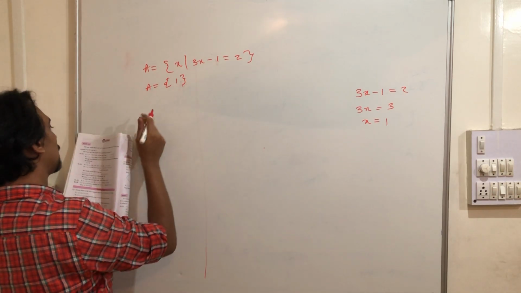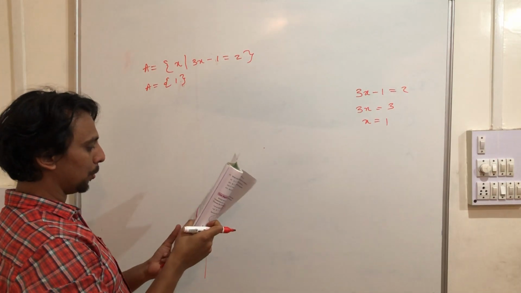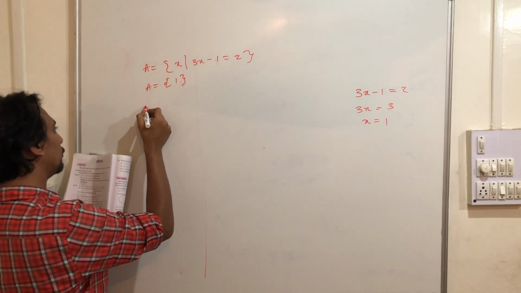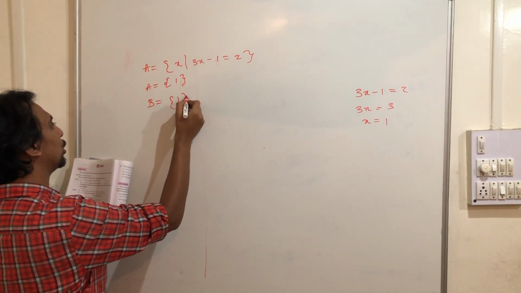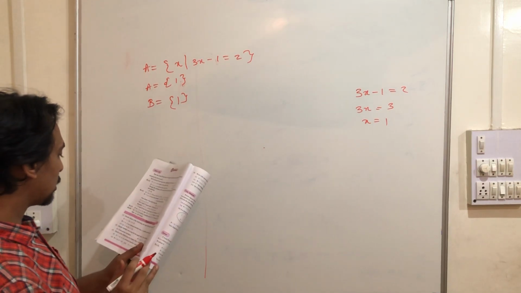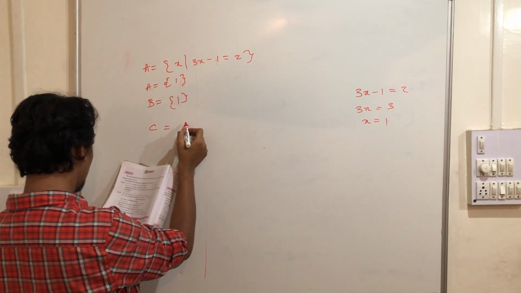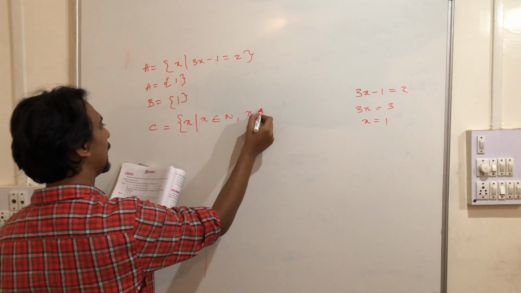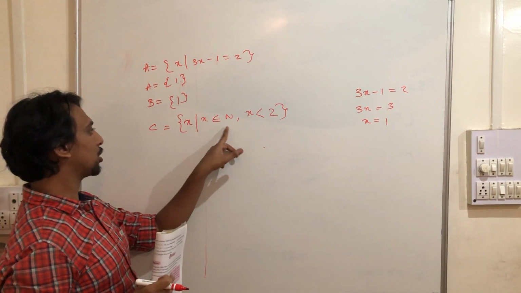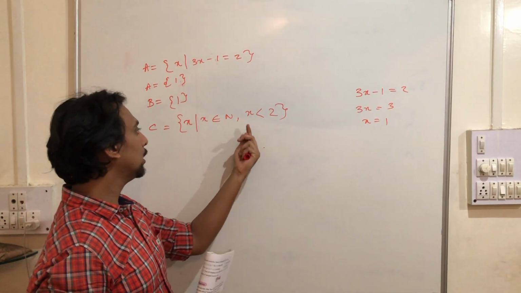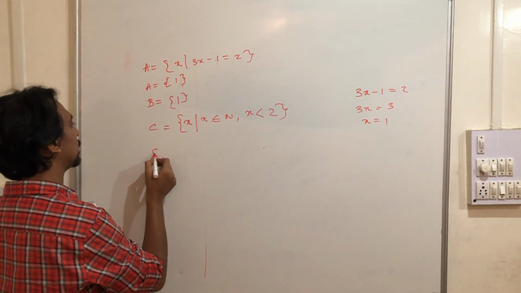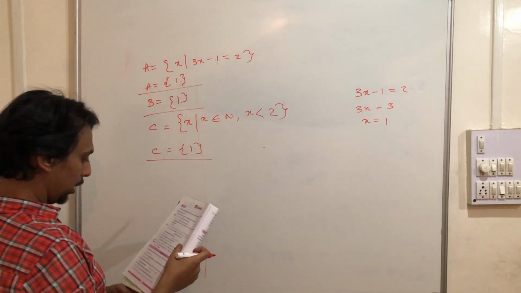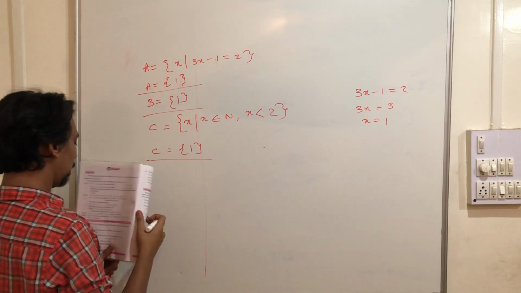Okay? Now B, x is a natural number but x is neither prime nor composite. Now what is neither prime nor composite? It's only 1. So B also came 1. Now see what they are saying. C is equal to x such that x belongs to natural numbers and x is less than 2. So x belongs to natural numbers means it will start from 1 and it should be less than 2. So C is also 1. See, A is 1, B is 1, C is also 1. Therefore A, B, C are equal sets.